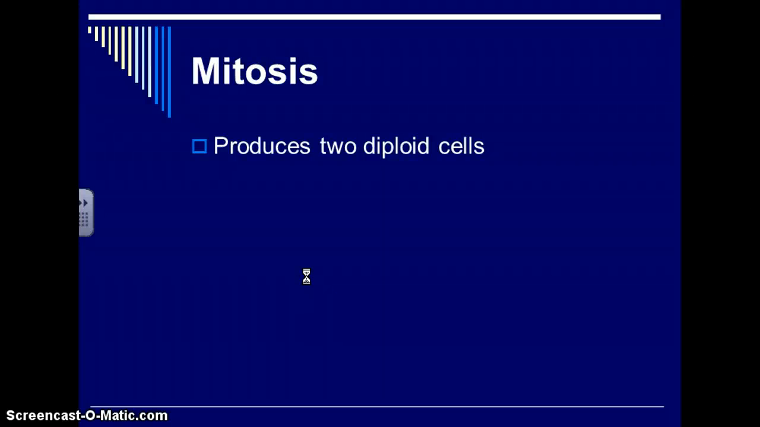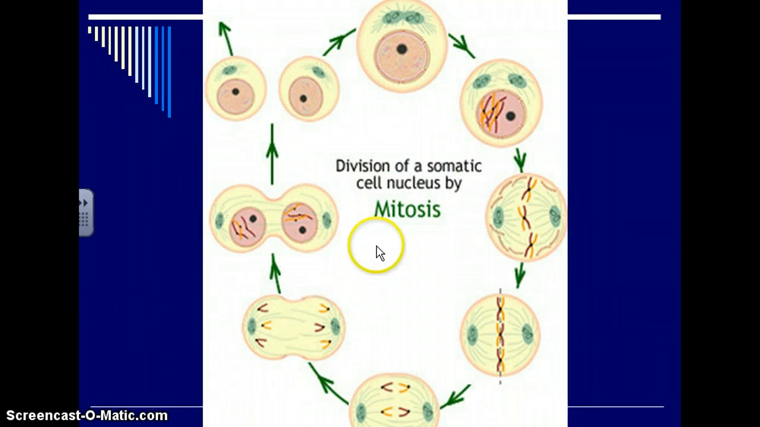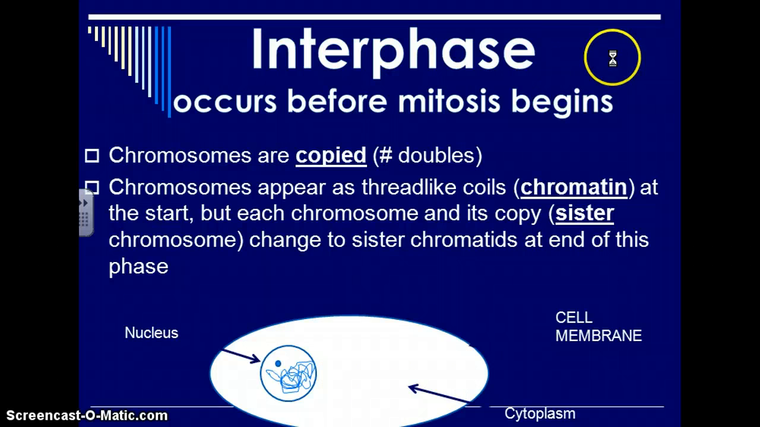Mitosis then produces 2 diploid cells. Here's a quick example of what happens in mitosis, and we're going to go through it. You can take a look at this picture of the prophase, metaphase, anaphase, telophase. Here's another example. See how we have metaphase, they're lining up in the middle, anaphase, they're being pulled apart, telophase.